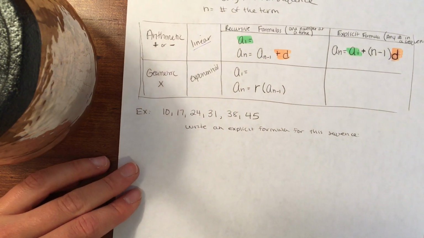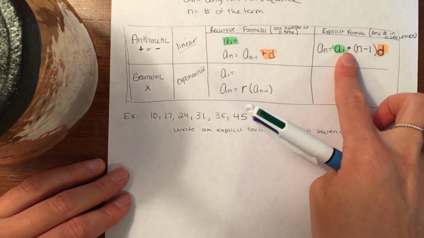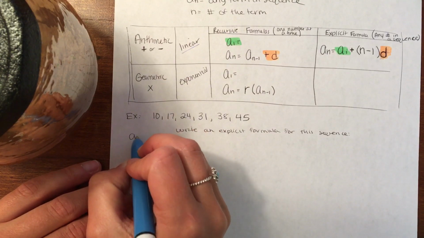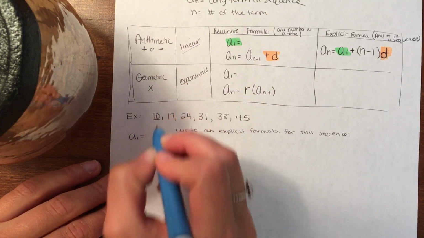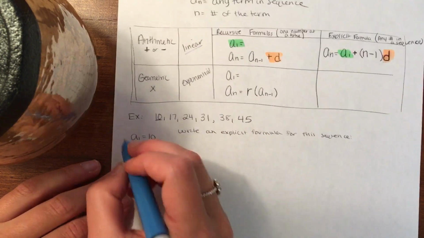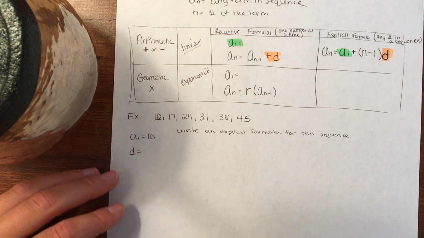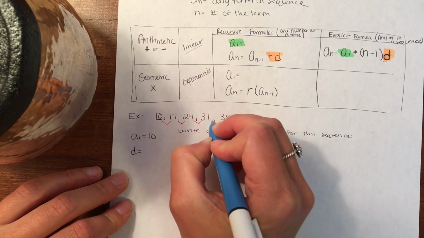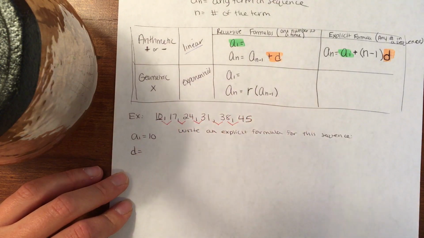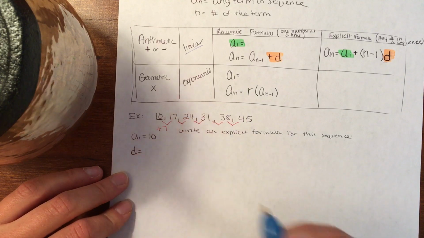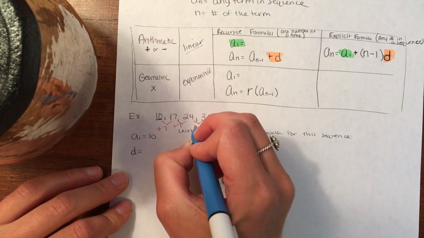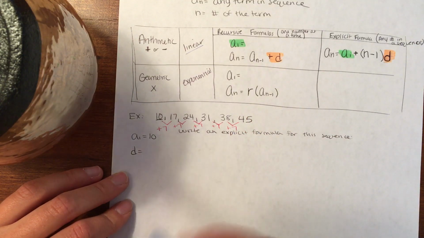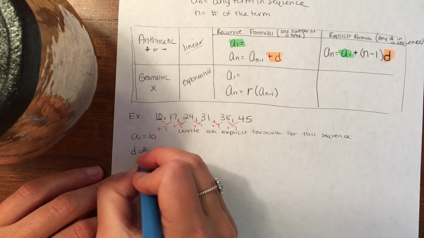Okay, so again, explicit formula, we're gonna look here. You need your A1 and you need your common difference, okay? So I'm just gonna write those over here. My first term in the sequence is 10. My common difference, well, let's see. What do I add or subtract by to get from one number to the next? And I know it's adding or subtracting because it's arithmetic. So plus 7, does that work throughout? You should always check plus 7, plus 7, plus 7, plus 7. Yes. Okay, so my common difference is 7.